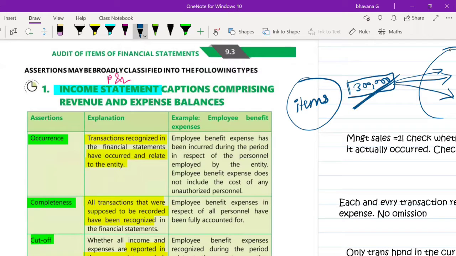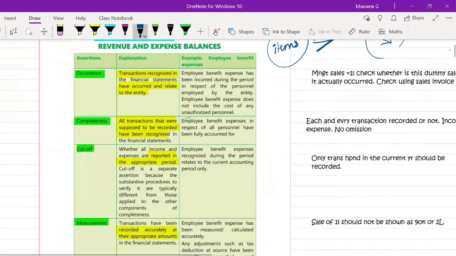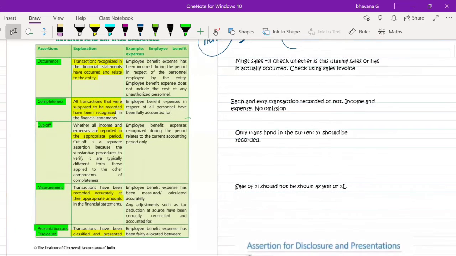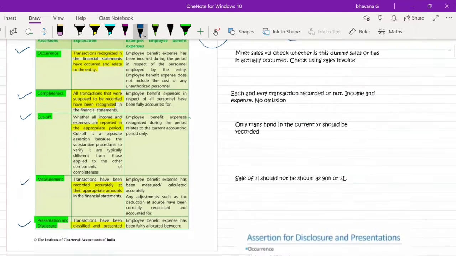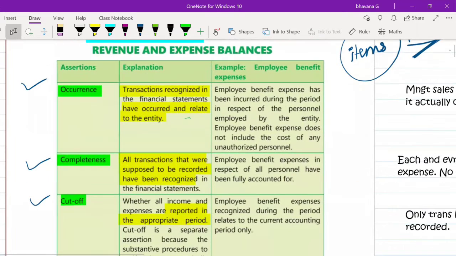P&L or income statement assertions means what the management is trying to tell us from the profit and loss account or from the income statement, which is what we are going to understand. The assertions here are occurrence, completeness, cutoff, measurement, presentation, and disclosures. So related to the income statement, there are these assertions. Now we'll start with the first assertion. The first assertion is called occurrence.